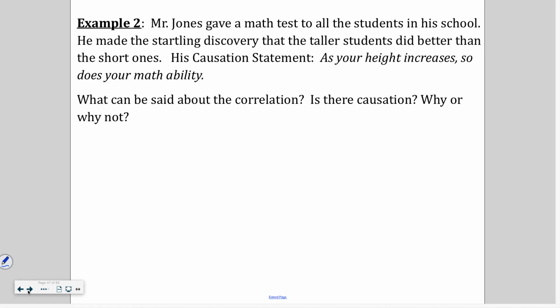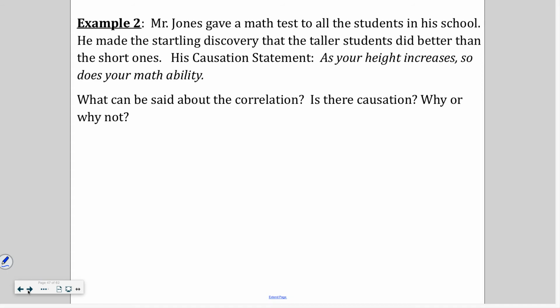Try this one on your own. Mr. Jones gave a math test to all students in his school. He made the startling discovery that the taller students did better than the short ones. His causation statement: as your height increases, so does your math ability. What can be said about the correlation?